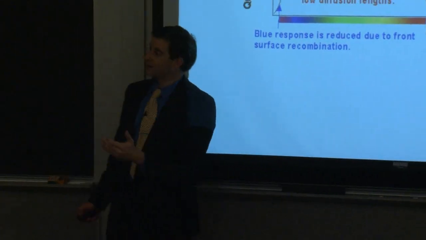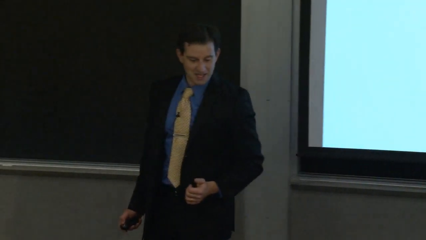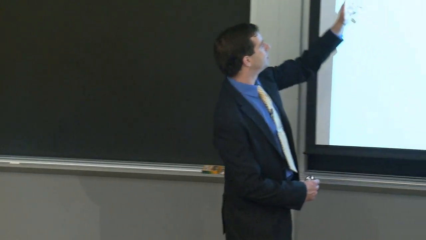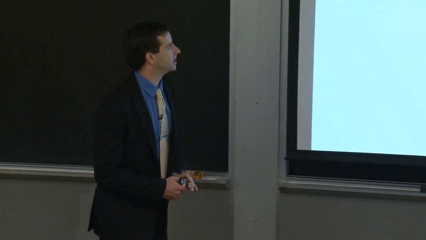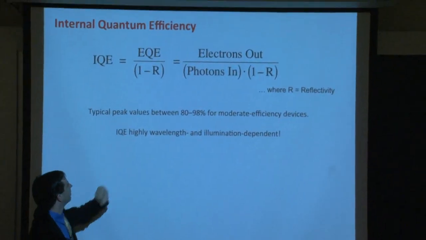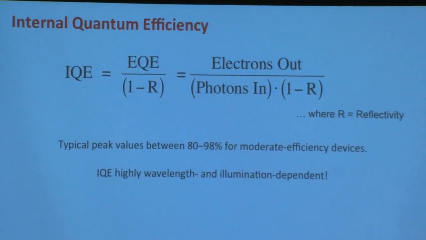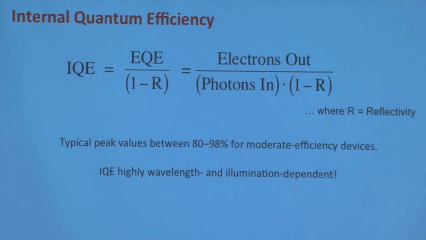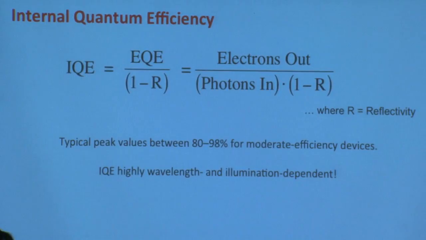We can also measure reflectance using a spectrophotometer. And what we can do is normalize the effective reflectance out. By dividing our external quantum efficiency by 1 minus R, what in effect we're doing is we're normalizing the effective reflectance out of our measurement. So now we're only considering those photons that get into the device.